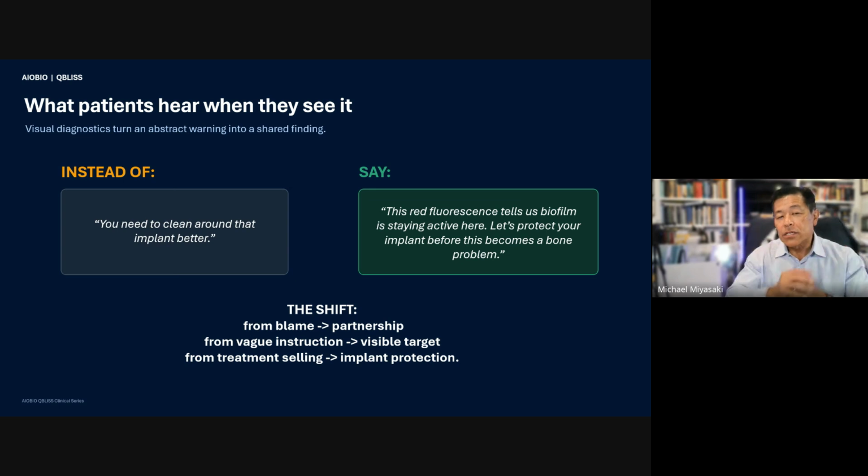Instead of vague instructions where you've got to clean better around your implants, now we give them a visible target. You know, in this image that you see on the screen right there, where all that red is, that's in your upper right area. What I have to have you do is clean around these implants in that area very well. And when we get you back in a few weeks, we're going to take new images to see if we have an improvement there.